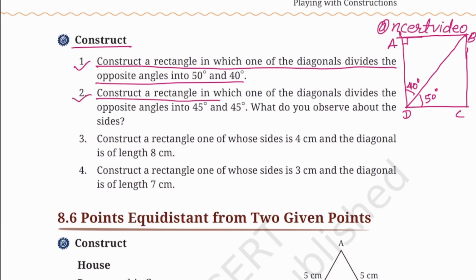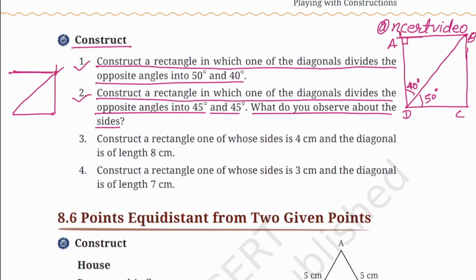2. Construct a rectangle in which one of the diagonals divides the opposite angles into 45 and 45. What do you observe about the sides? For this, you can draw a side like this. Complete this to get the rectangle. Instead of a rectangle, you will get a square. Because in a square only, the diagonal divides the corner angle into 45 degrees and 45 degrees.